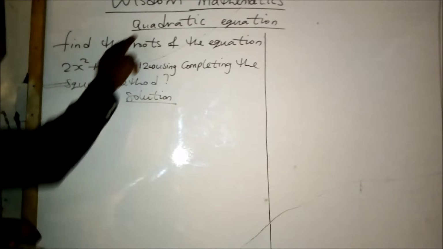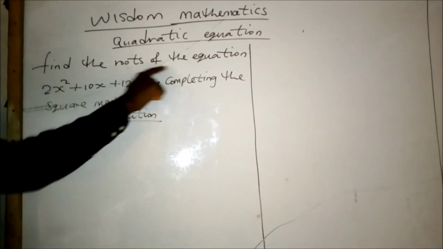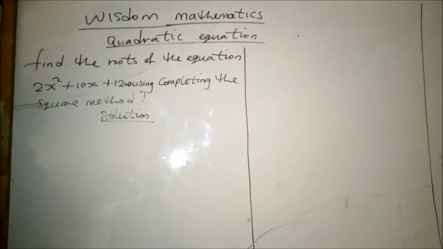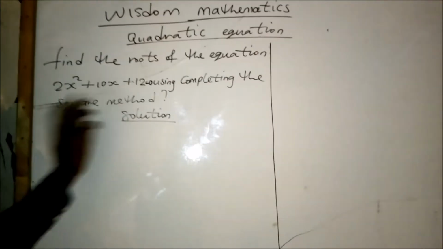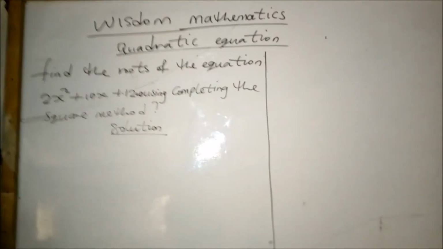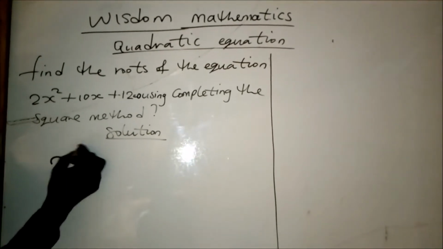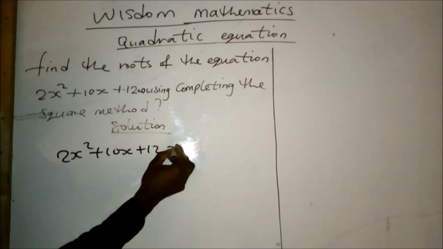Tutorial on quadratic equation. The question says find the roots of the equation 2x squared plus 10x plus 12 equal to 0 using completing the square method. Now, since we know that completing the square method is one of the methods of solving quadratic equation, look at how we do it. We first of all write out our equation 2x squared plus 10x plus 12 equal to 0.